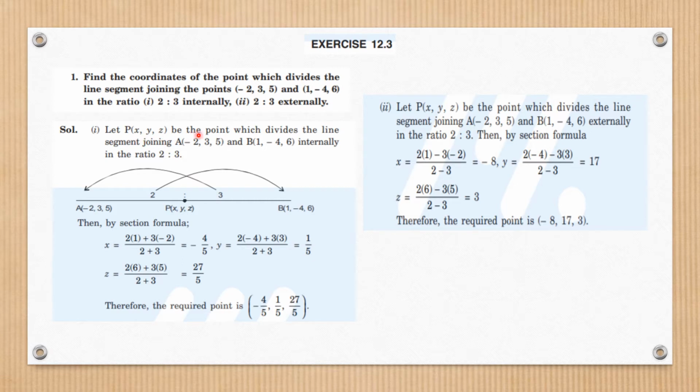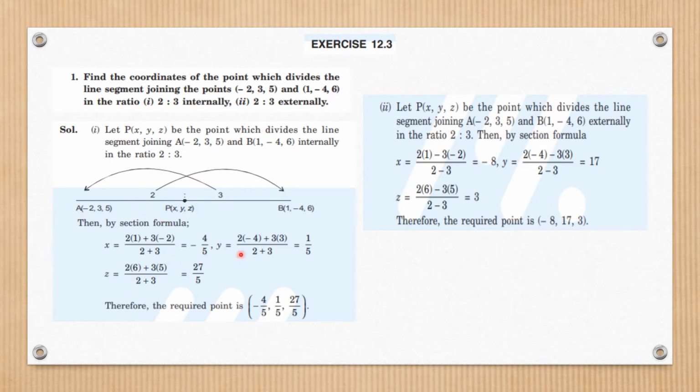So let P(x, y, z) be a point which is dividing the join of A and B in 2:3 internally. Internally means the point will be like here P(x, y, z), and this is 2:3. So you know how to apply the section formula. It will be applied like 2 into 1 plus 3 into minus 2 upon 2 plus 3.